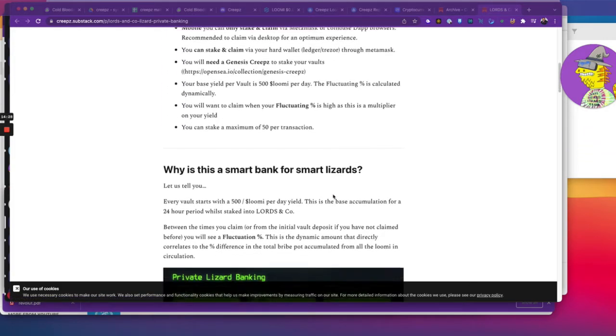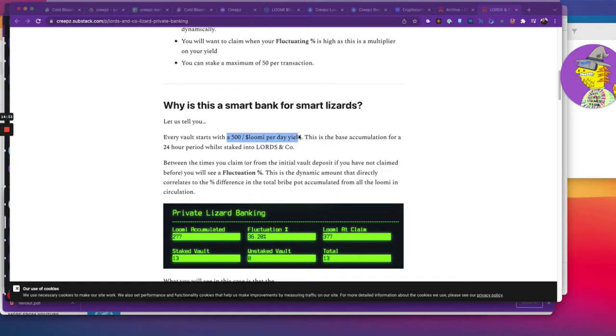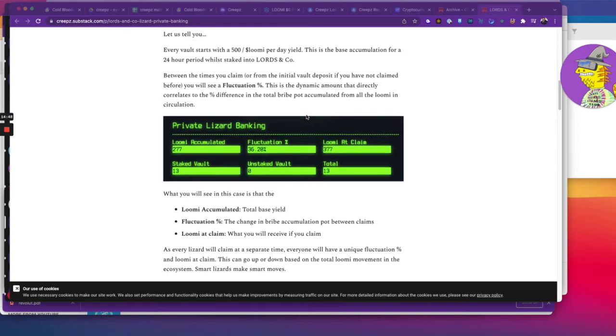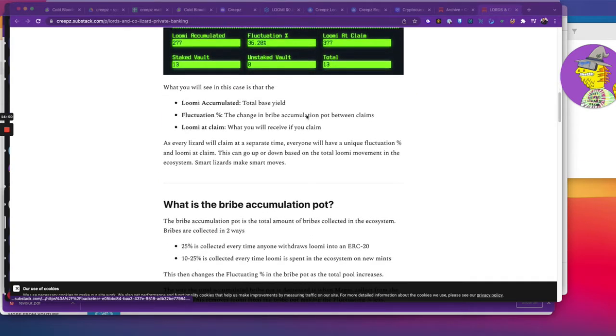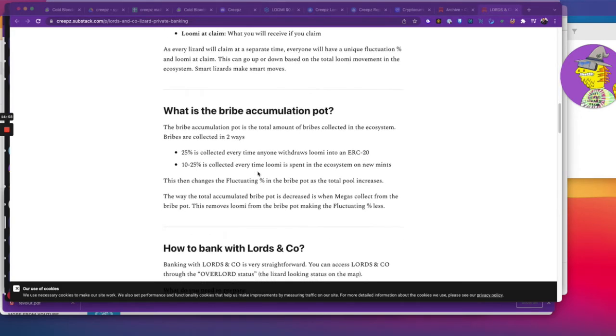So on this one, what's the smart bank? So a smart bank would get you 500 lumis per day yield. This is the base. Between the times you claim and from the initial vault deposit, if you have not claimed before, you'll see a fluctuation percentage. This is the dynamic amount that correlates to the percentage difference in the total accumulated from all the lumis in circulation. So as every lizard will claim at a separate time, everyone will have a unique fluctuation and lumi to claim.